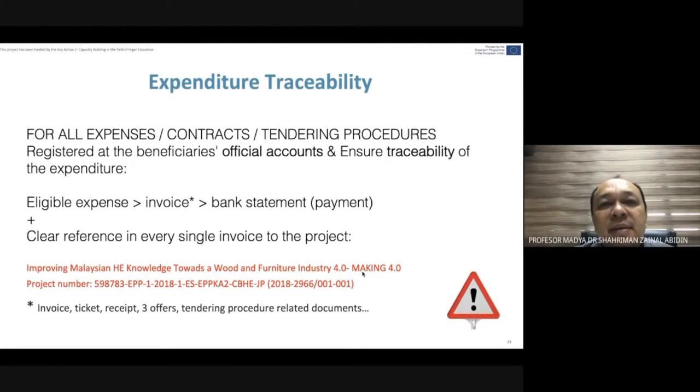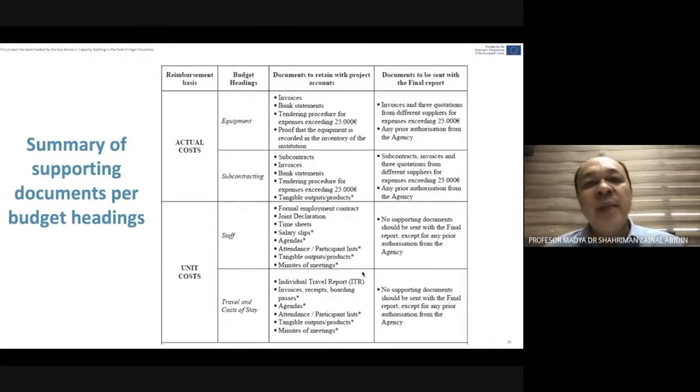Expenditure traceable. We have to make sure all the finance accounts are traceable. They can be searched, and we can review them in Google Drive. Meaning what the other universities buy in our consortium, we can know. We can see the quotations. And then a summary of documents, supporting documents per budget heading, we can see the breakdown in terms of actual cost and unit cost.